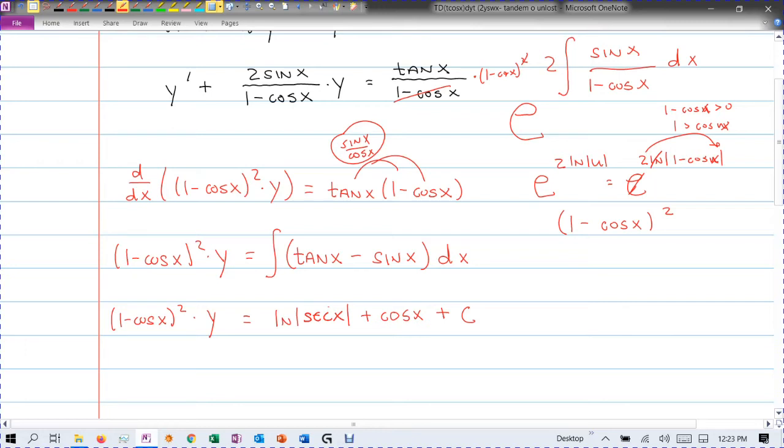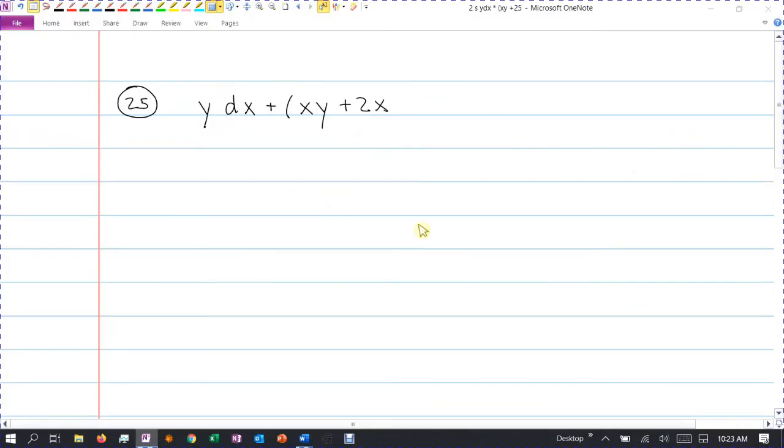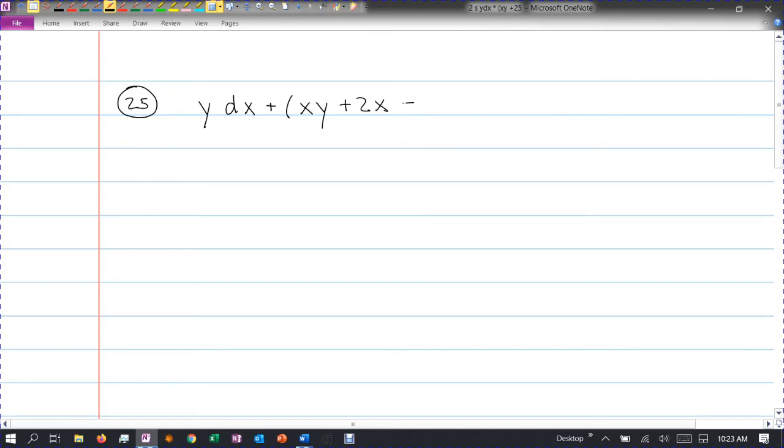Yeah. Okay. I'm not going to solve for y. All right, 25 now. Okay, we're working number 25. I already started writing this down. Make sure I got all this. Okay, minus y e to the y dy equals 0.